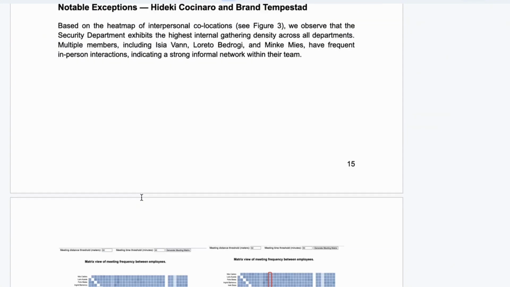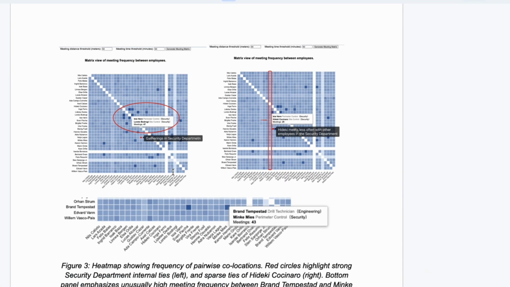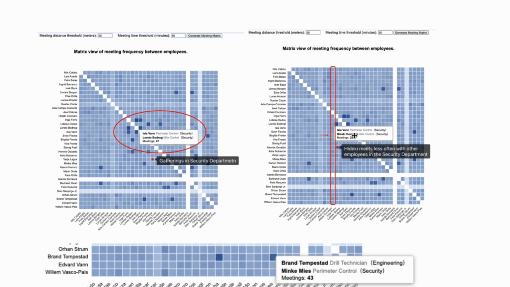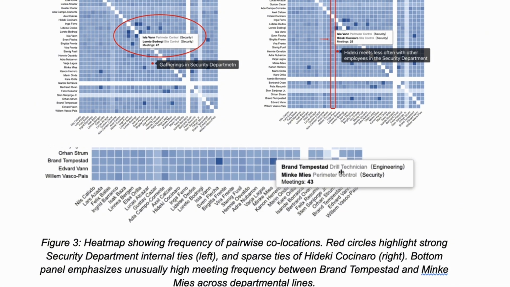Lastly, the security department showed strong internal interaction except for one person, Hideki, who appears isolated compared to other people. Most people meet around 50 times based on our data analysis, and those two only met 25 times in the past 5 weeks. Using the same analysis tools, we also detect that Brand and Miki actually meet more often than they do with their own team.